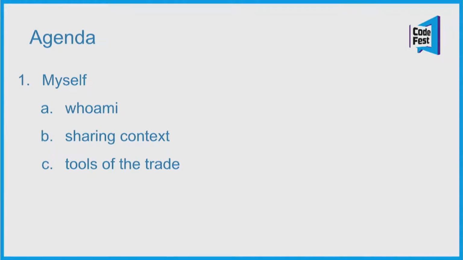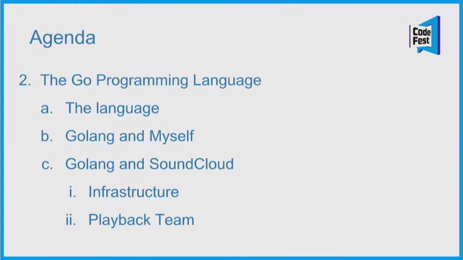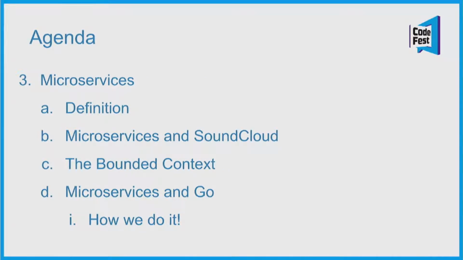So we are going to start by introducing myself. Who am I? And we will share some context on developing software, and then we will see the tools of the trade. What do I use? We will introduce the Go programming language, and we will see how I relate to it and how we introduce it in SoundCloud. And then we're going to tie everything up in the microservice part of the talk, where we will define what is the definition of microservices, how do we use them in SoundCloud, information on the bounded context, and then how do we use them with Go.